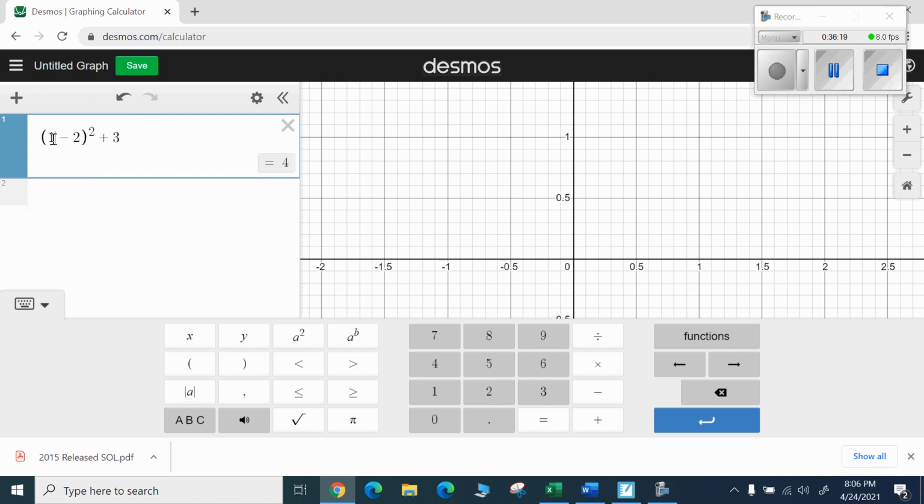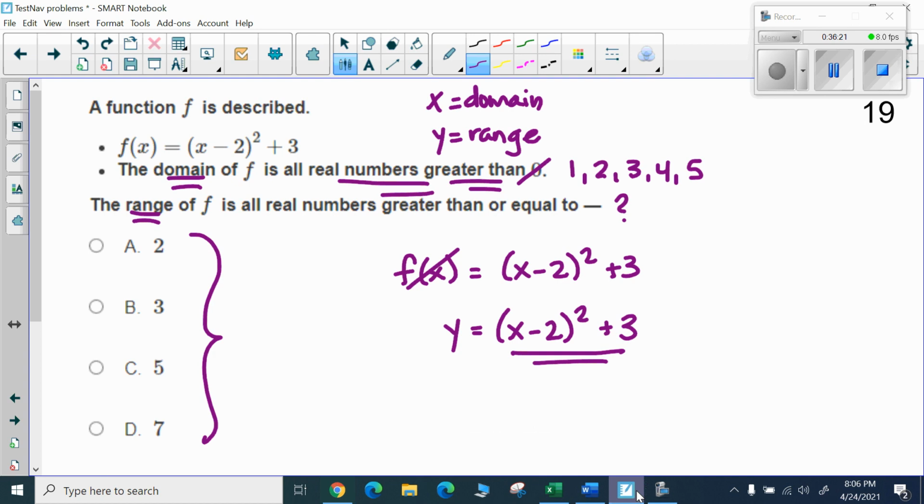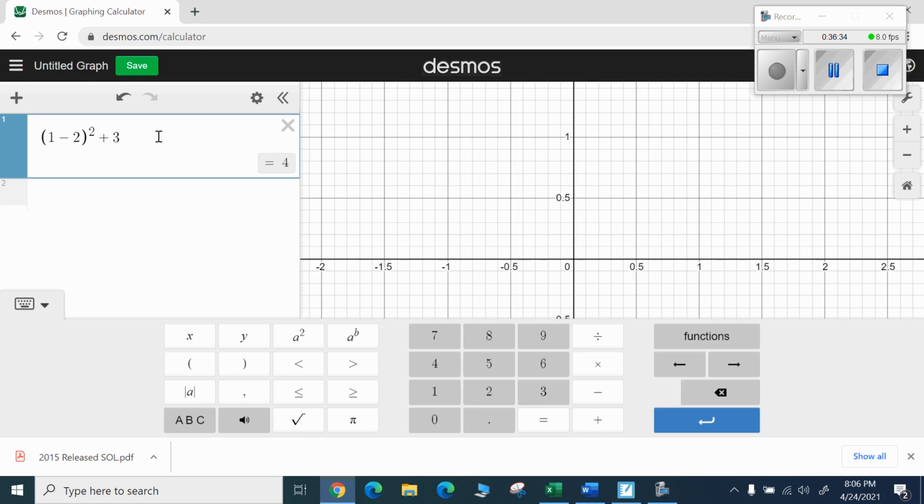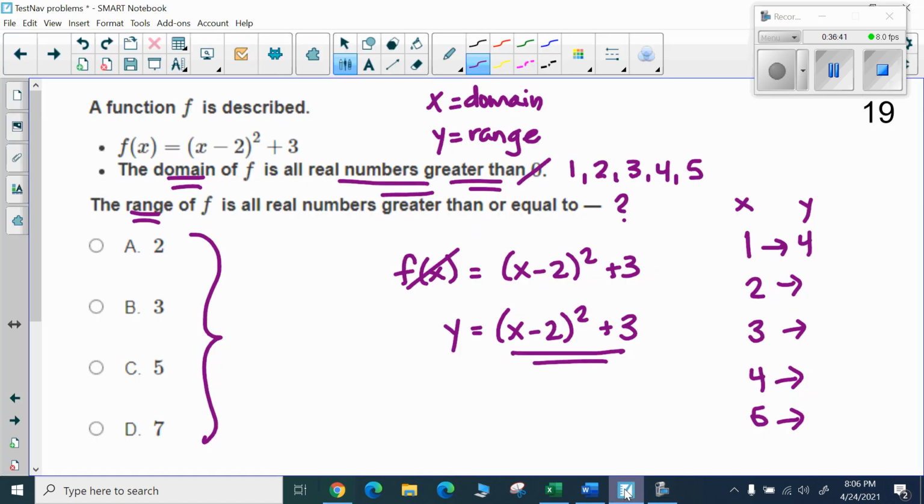All right, I get 4. I'm going to write that down. If I put in 1, I get 4. I'm going to try these numbers. Remember, this is x, this is y, right? So let's go back to Desmos and put in 2. If I put in 2, I get 3.